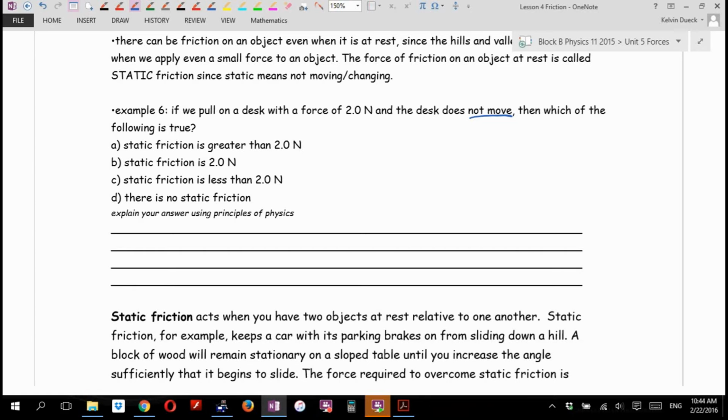You know what? Since there's 4 choices, this is a chance for us to vote. Once again, how high you hold your hand up is how sure you are of the answer. So, here's the example. I'm going to pull on this desk here with 2 newtons, and it doesn't move. What is correct? A, B, C, or D?